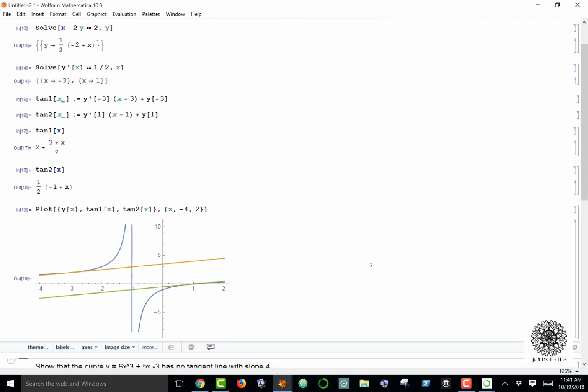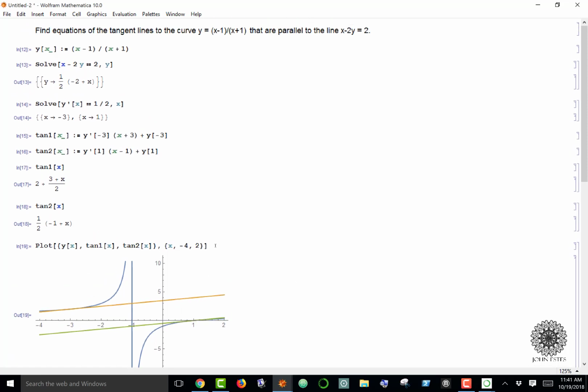All right, so the blue curve here is y of x. You have an asymptote right here at -1, but you see at the point -3, I have a tangent line with a slope of 1/2, and at 1, I have another one. Then you can see those are parallel.